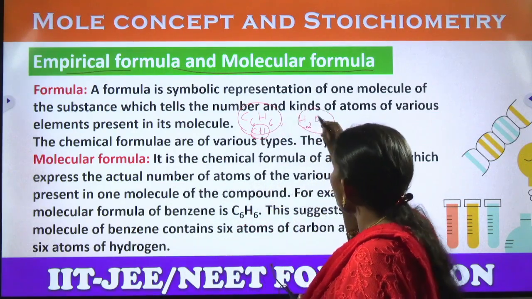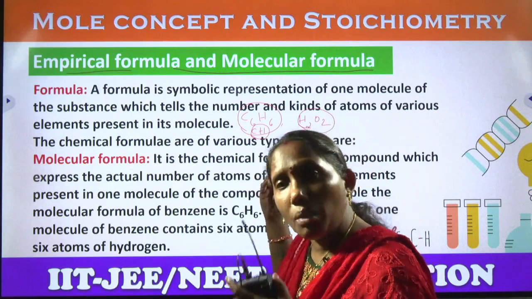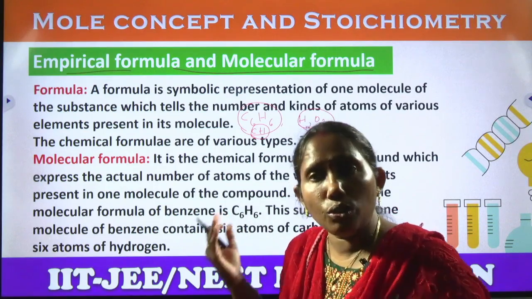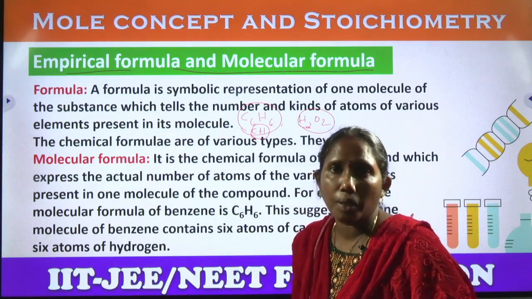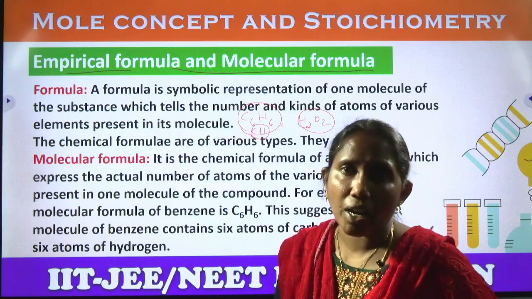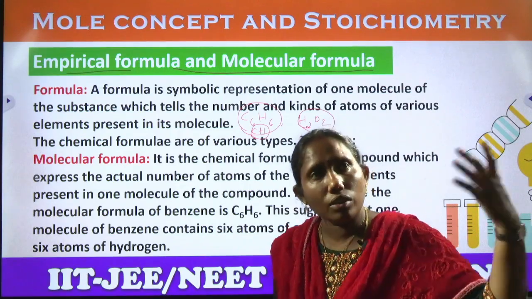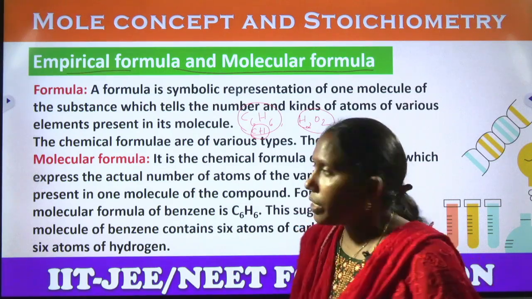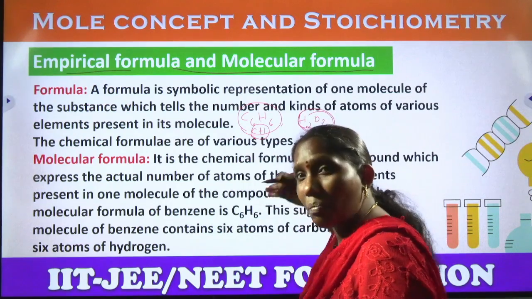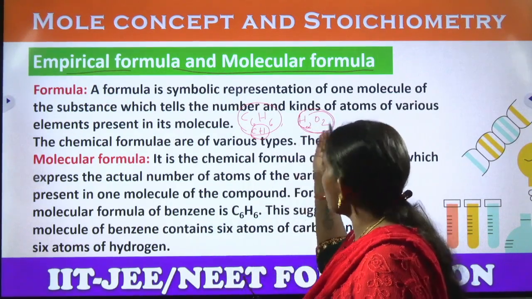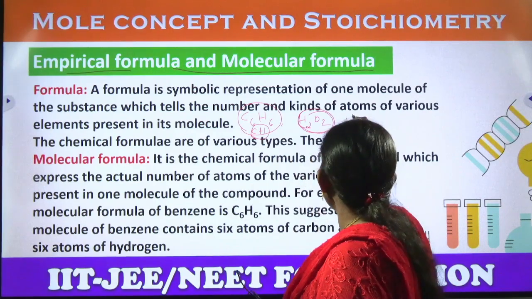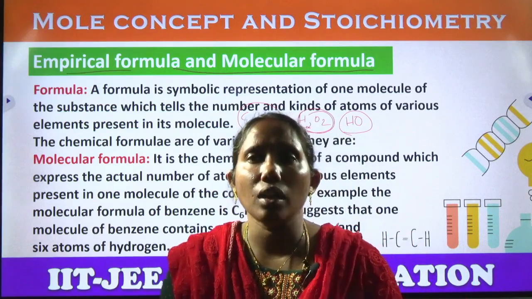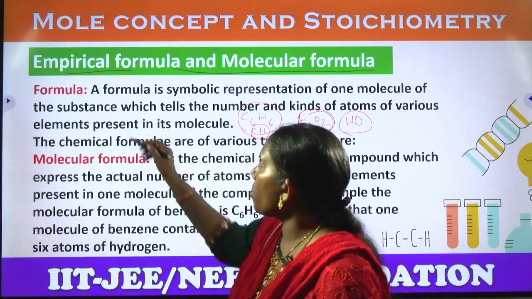H2O2: the actual number of atoms present in a molecule gives you the molecular formula. Hydrogen peroxide always means H2O2 only, with 2 hydrogens and 2 oxygens present. Only then do we consider it hydrogen peroxide. Under any conditions, wherever you take it in the universe, hydrogen peroxide will be H2O2 only. For that H2O2, you have to take the simplest numbers. Here 2 hydrogens and 2 oxygens are there; dividing by 2, the simplest formula will be HO, and that is called its empirical formula. So what is a molecular formula, and what is an empirical formula?